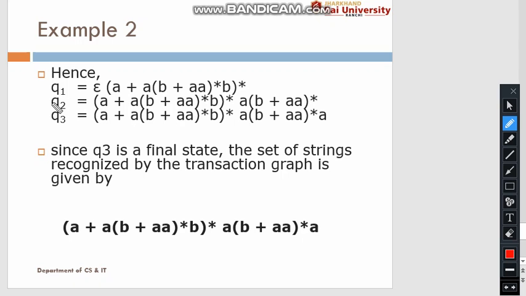Now we will put the value of q1 into q2. So this equation we will get, and put the value in q3 also, since q3 is my final state. So the set of strings recognized by the transition graph is given by this.